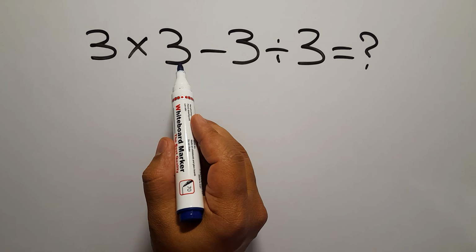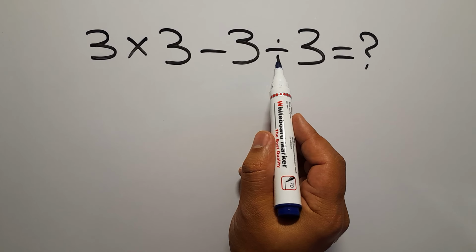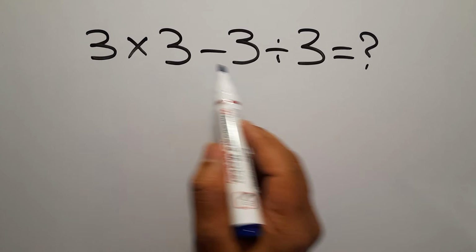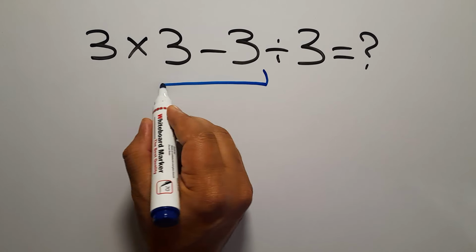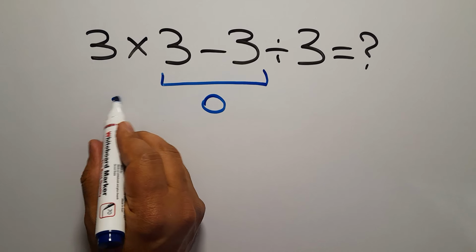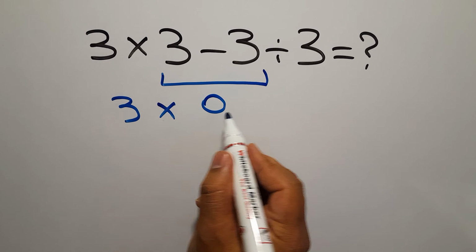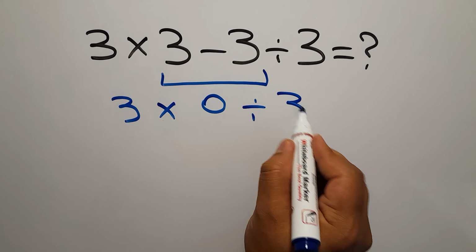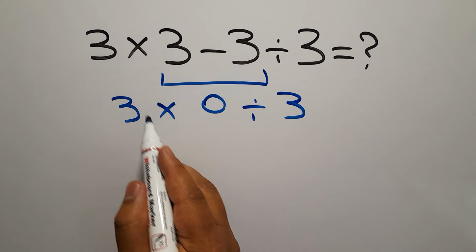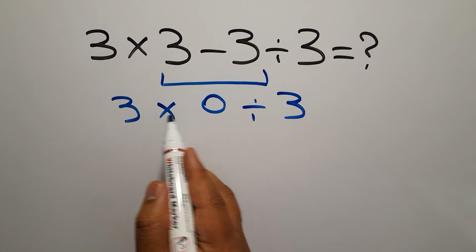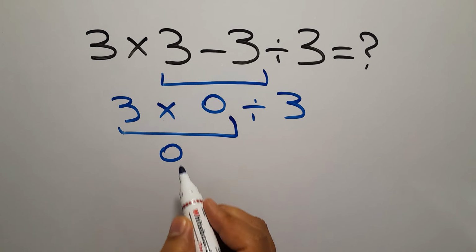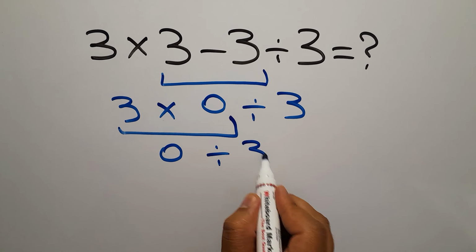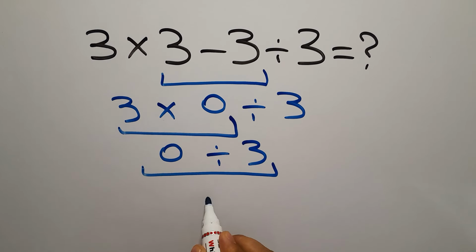3 times 3 minus 3 divided by 3. We have here 3 minus 3, which equals 0. So 3 times 3 divided by 3. Now we have to do this multiplication. 3 times 0 gives us 0. So 0 divided by 3, which equals 0.